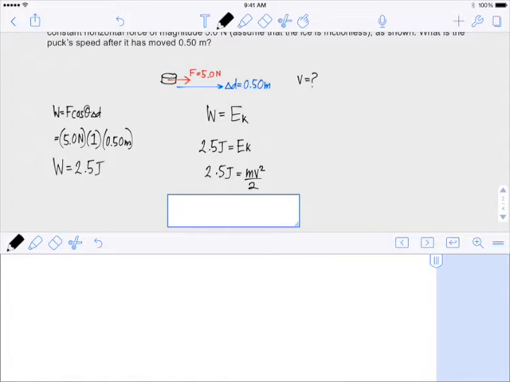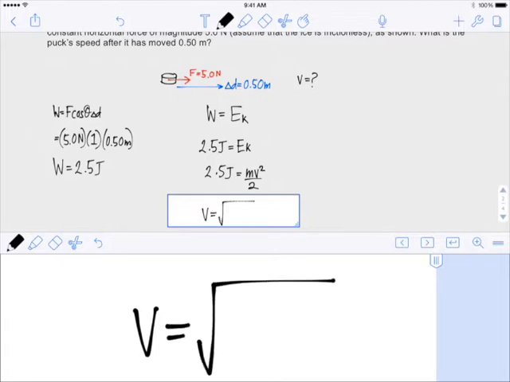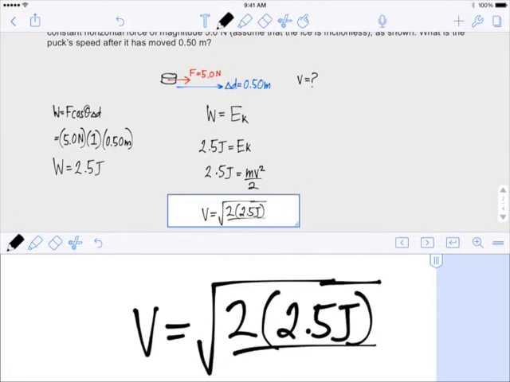Then we'll need to get rid of the m, which is in the numerator. In order to do so, we need to divide both sides by m. In order to get rid of the squared sign on the v, we'll have to take the square root of both sides. When we do all of this together, we end up with v is equal to the square root of 2 times 2.5 joules divided by m.